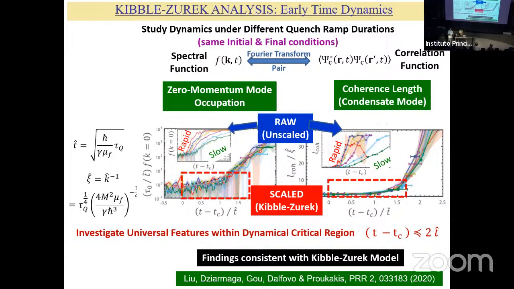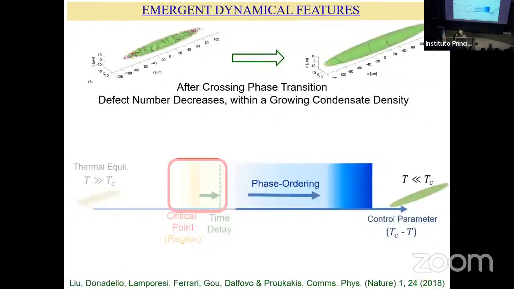So this is evidence that we can actually apply this universality in the critical region. Okay, and we can see how very different dynamics look very similar at that point, and we can characterize that very well. We have a lot more information in the paper on that.